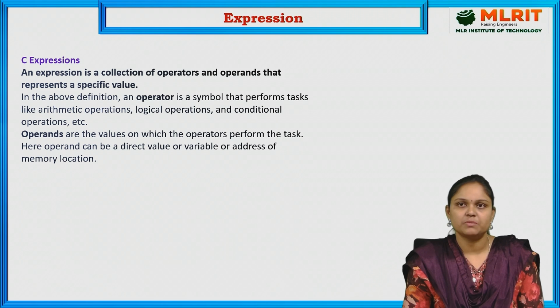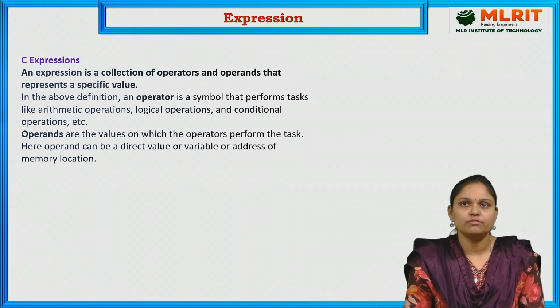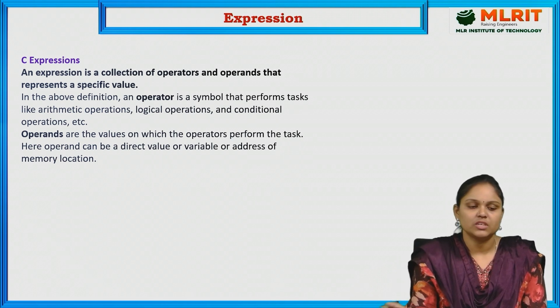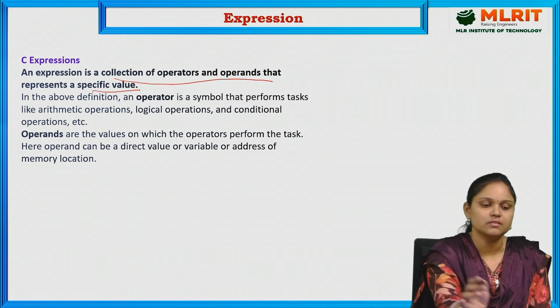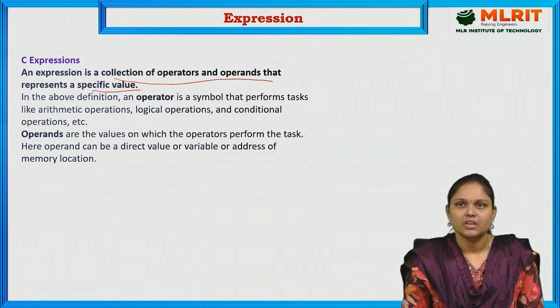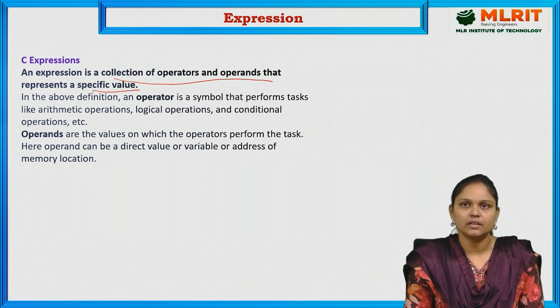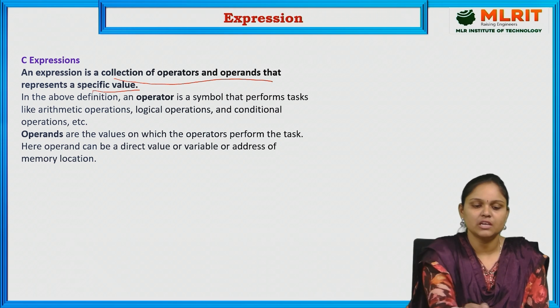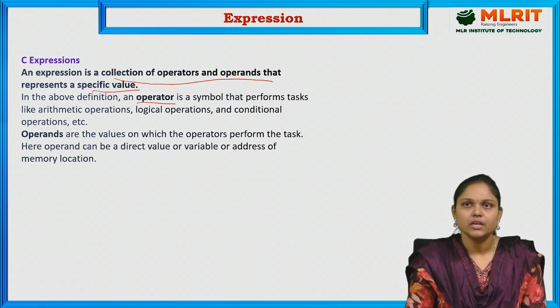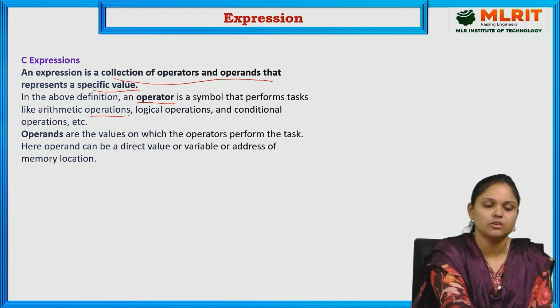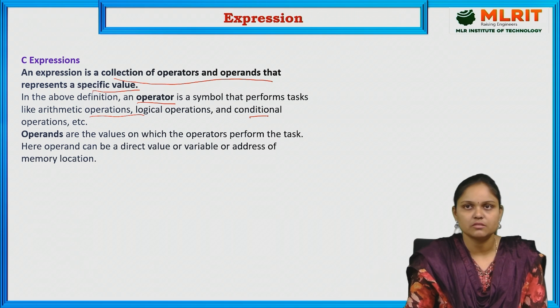So coming to the C expression. An expression is nothing but a collection of variables and operators. It is made of operators and operands that return a specific value. So whatever the expression is, in the end you will get one single value. In the above definition we have a word called operator. We have learned about operators in the previous classes. It performs some task, like arithmetic operations, logical operations or conditional operations.